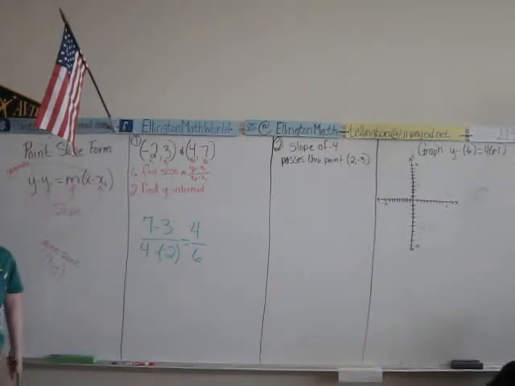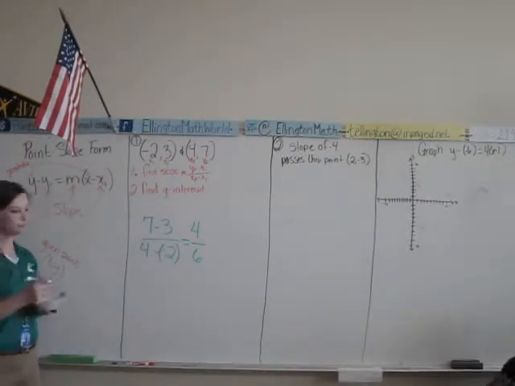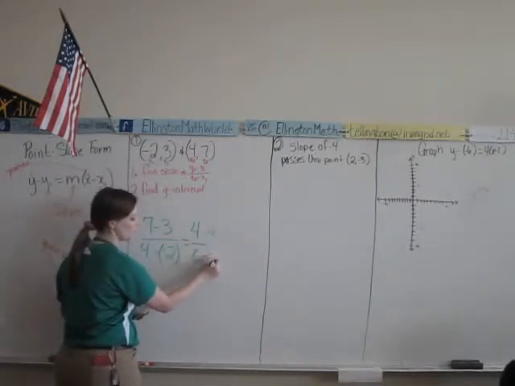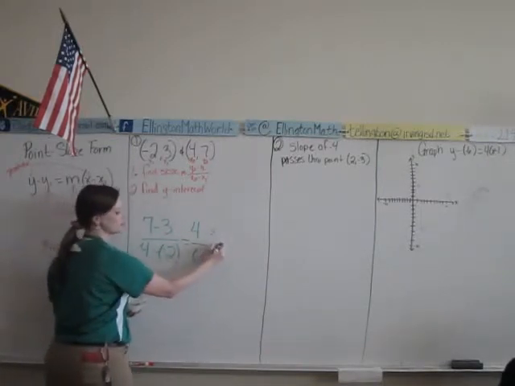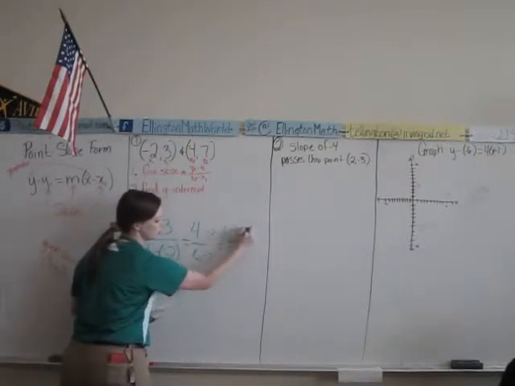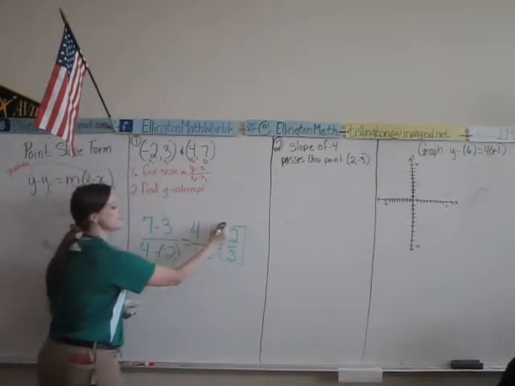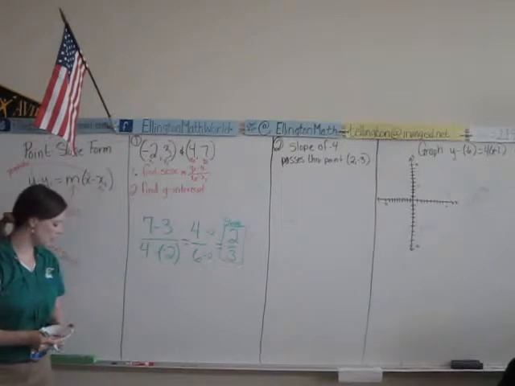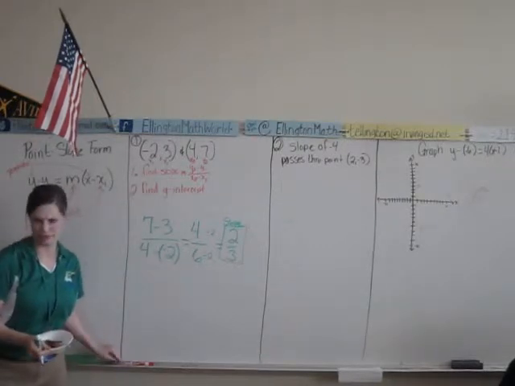Now that slope is not in the simplest terms, is it? No, so I'm going to reduce it. I'm going to divide by 2, because that's my greatest common factor. And I end up with 2 over 3 is my slope. When you're doing your work, it helps if you label things. That way when you get to the end of the problem, you know what's what. Okay?